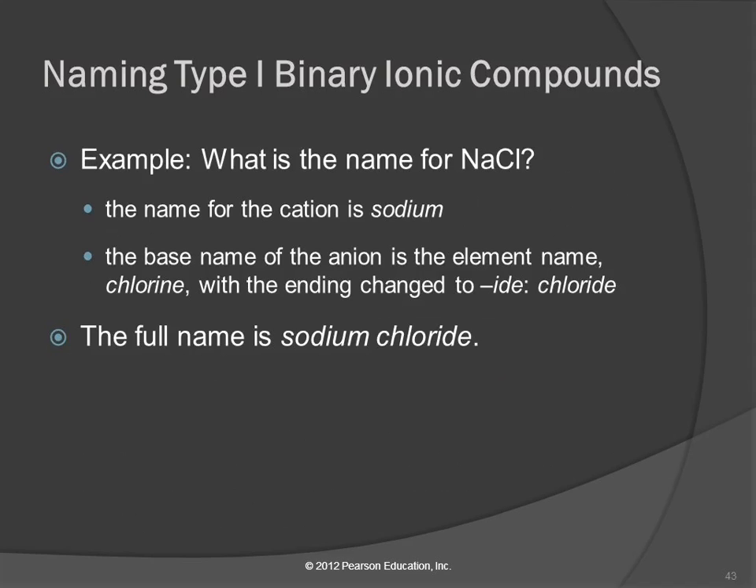Let's do some examples. What's the name for NaCl? Well, we have to identify the 2 ions that are present. Here we have sodium ion, and here we have a chlorine ion. There's 2. So it's going to have 2 names, one for the metal, one for the nonmetal. The name of the metal is sodium, and then chlorine, because they got together, is going to change the ending of her name. So chlorine, we change the ending to "ide," and this becomes chloride. So the name for NaCl is sodium chloride.